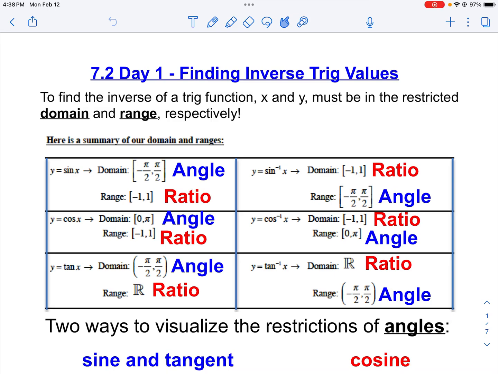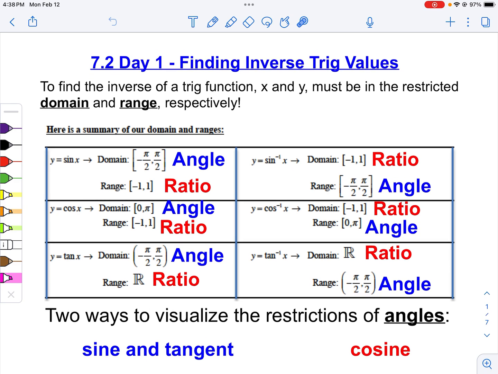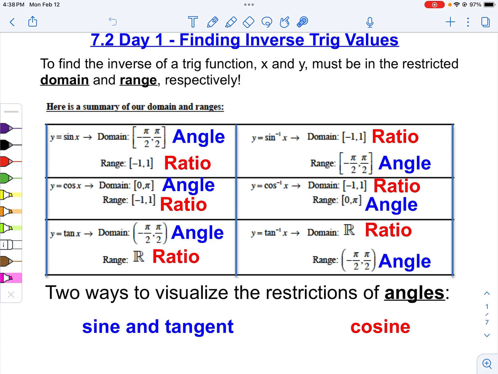All right, today we're going to do section 7.2, day 1, which is finding inverse trig values. To find the inverse of a trig function, either x or y, you have to make sure that you are in that restricted domain. We spent a lot of time the last 2 days talking about the domain where we restrict it. We graphed it.